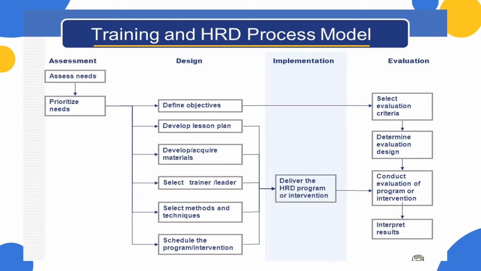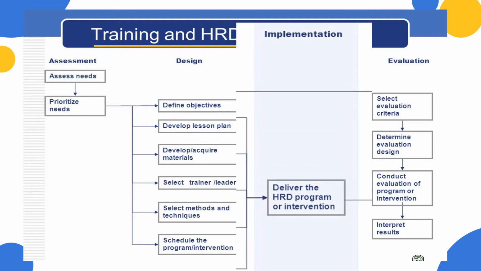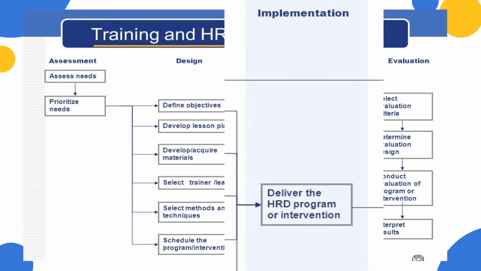So, if we could remember the training HRD process model, we started with the assessment, followed by the design, and the third phase will be the implementation. So, the effective delivery of HRD programs requires considerable preparation as well as creativity and flexibility. Proper delivery or implementation assumes that an important need for training has been identified and that program objectives have been spelled out.